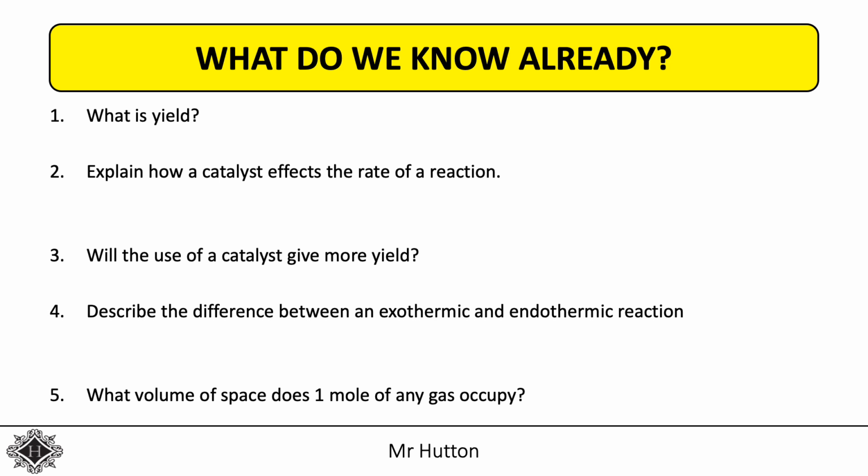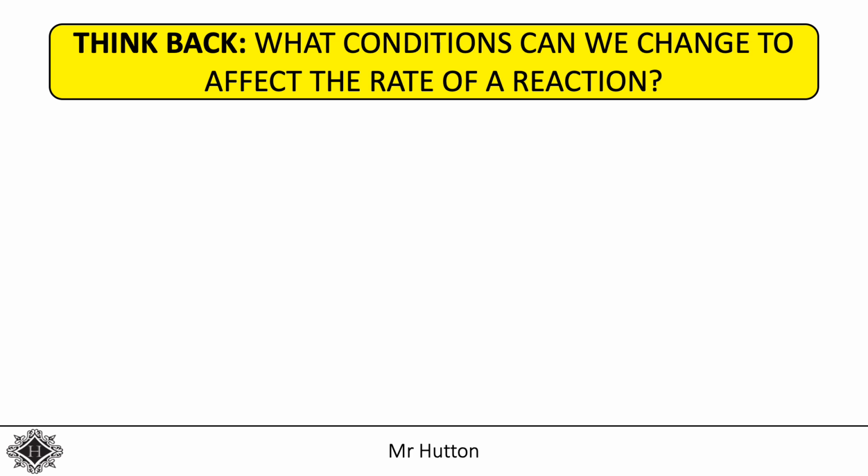Okay, so what do we know already? Thinking back, what conditions can we change in order to affect the rate of reaction? So essentially, what different variables have we looked at through this rates of reaction course that we can use to change rate of reaction? Good, hopefully you've come up with temperature, pressure, concentration and catalyst.